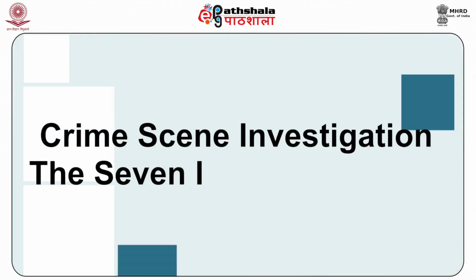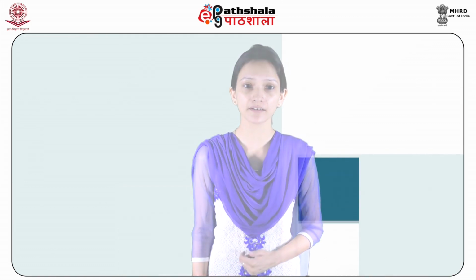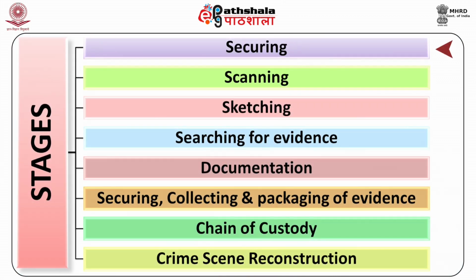Crime scene investigation, the 7 important stages. The stages of crime scene examination are: first, securing the crime scene; second, scanning the scene; third, sketching the scene; fourth, searching for physical evidences; fifth, documentation of crime scene; sixth, securing, collection and packaging of evidences; seventh is chain of custody, and eighth is crime scene reconstruction. Now let us understand these stages in detail.